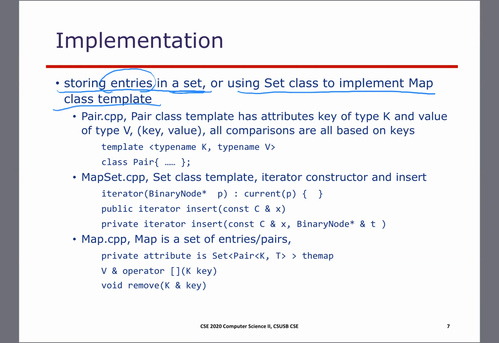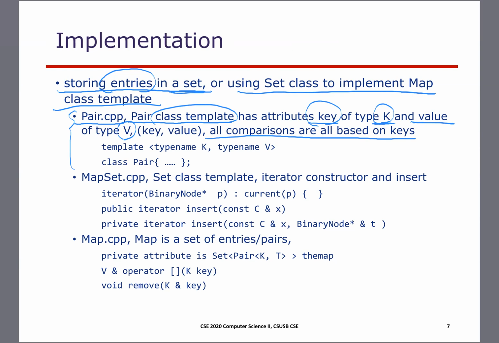implement the map class template. Here we define a pair class template in the pairs.cpp file. This is a pair class template. It has two attributes, key and value. The key type is K and the value type is V. So this is a class template with two type names. All the comparisons are based on keys. We can compare two pair objects, and we compare them based on keys.